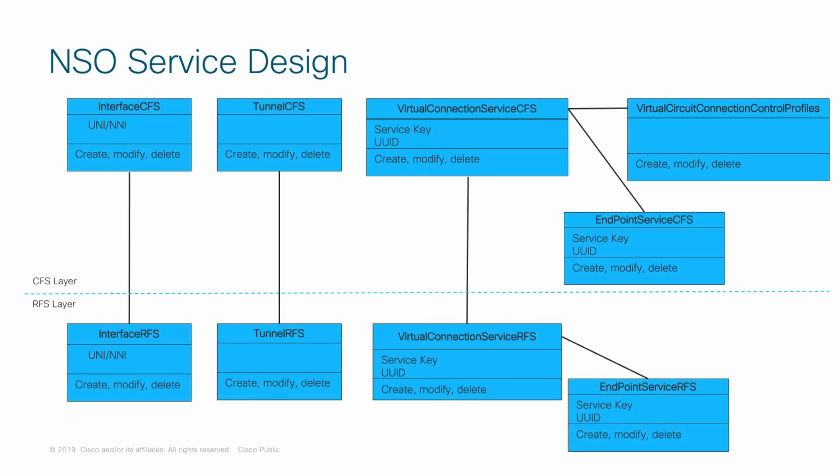So this slide will give you a high-level overview of how the modeling has been done. From the left, we have two services, the interface CFS and interface RFS. They model the ports, or otherwise the A end and Z end of the service. The tunnels are used to model the MPLS-TP tunnels. And the virtual connection service is used to model both layer 1 and layer 2 services. And the virtual connection has an endpoint service within it as well.